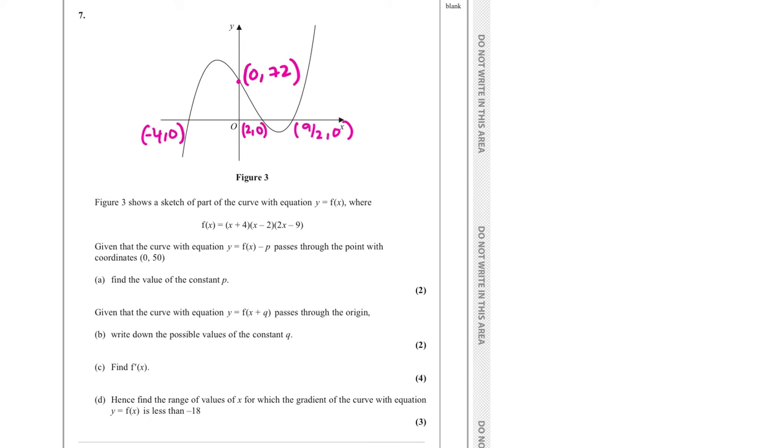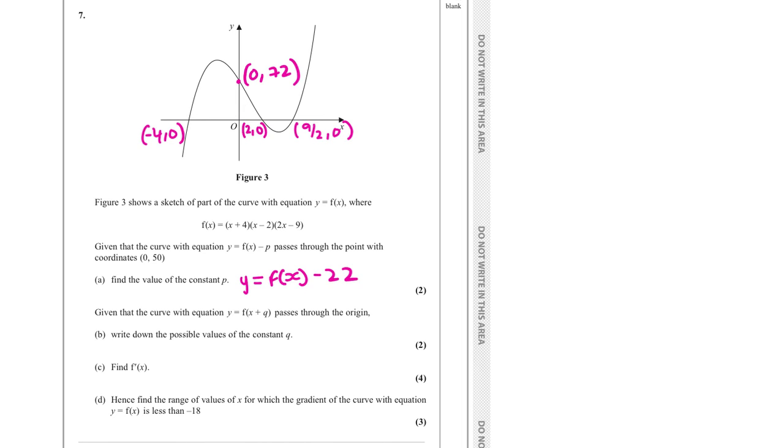So it says, given the curve with the equation y equals f of x minus p passes through the points with the coordinates 0, 50. So instead of passing at 0, 72, where's it going now? 0, 50. So it's shifted down by what? By 22. By 22, absolutely. So the constant p is 22, y equals f of x minus 22.